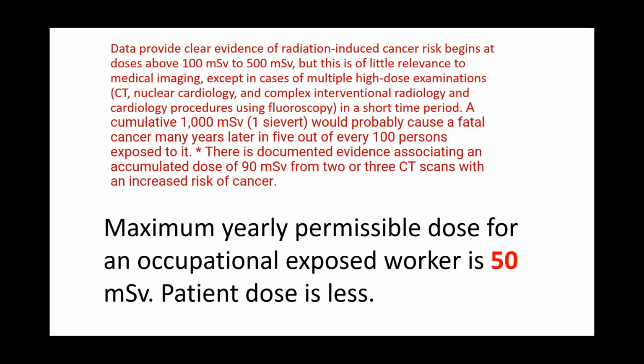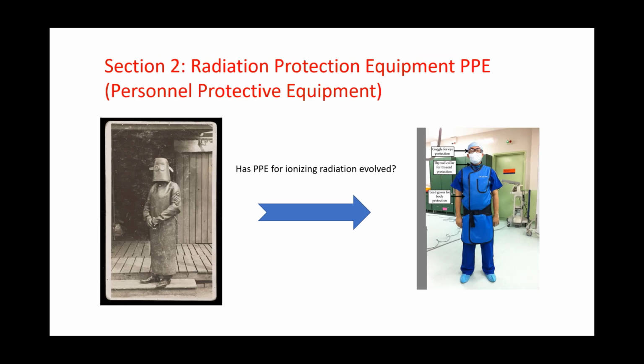In relationship to that, we look at the maximum yearly permissible dose for an occupationally exposed worker to ionizing radiation, which is 50 millisieverts. This is far less than the cumulative dose of 1,000 millisieverts. The next section will cover radiation protection equipment or personal protective equipment that is outlined in the OSHA regulations.